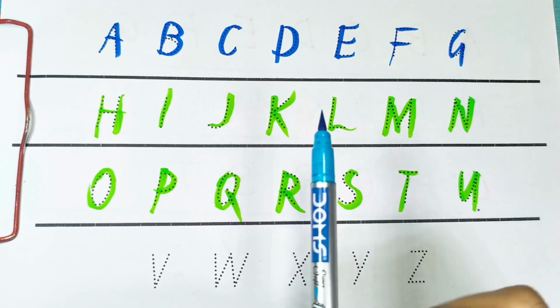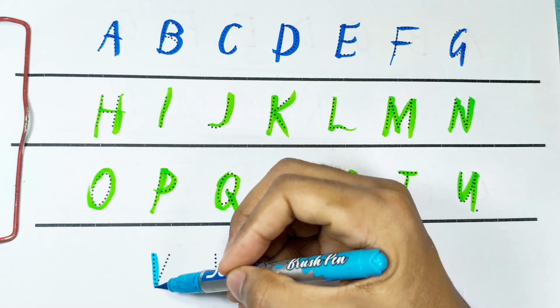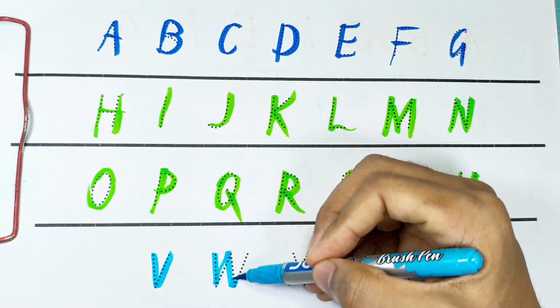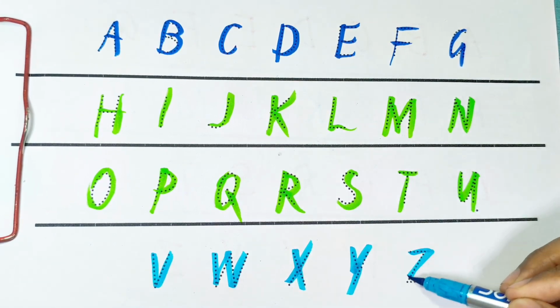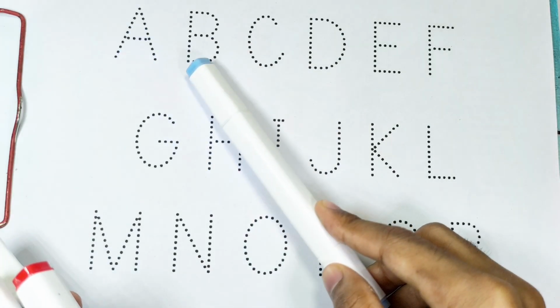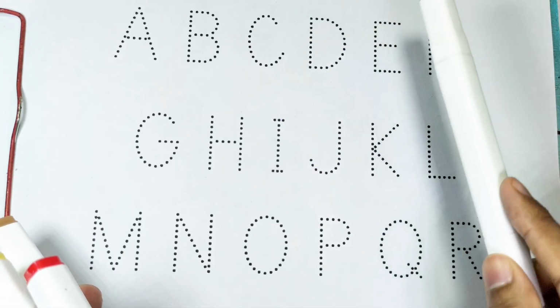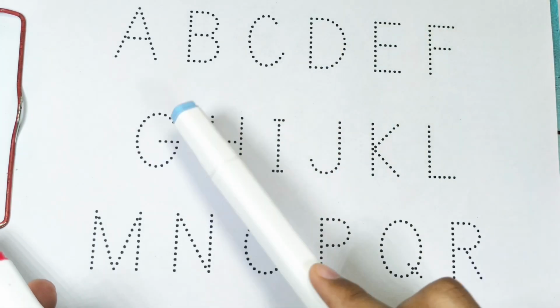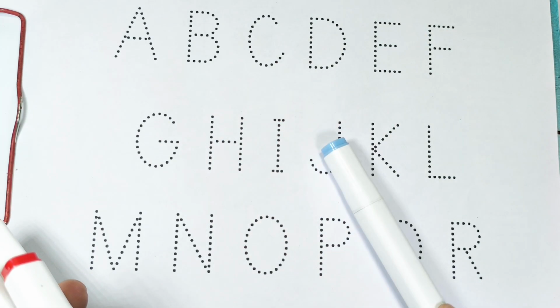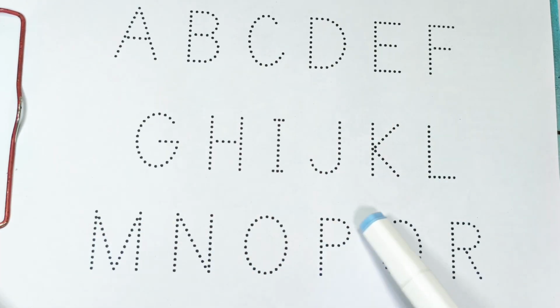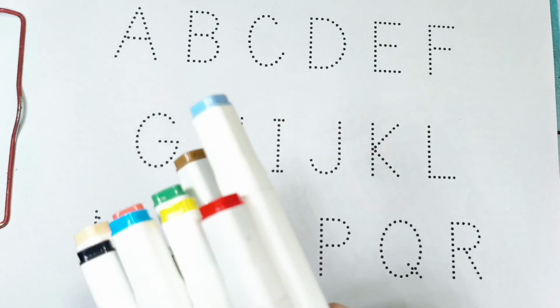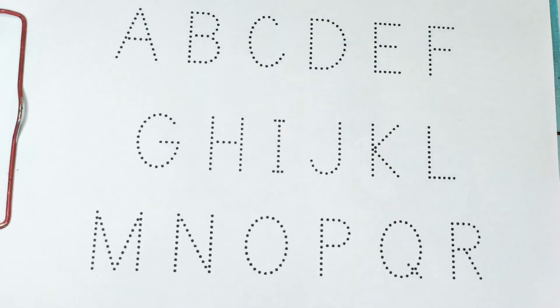Now using the color of sky blue color. V. The next one is W, X, Y, and the last one A, B, C, D, E, F, G, H, I, J, K, L. The next one is M, N, O, P, Q, R. Stay with us. Now we're writing alphabet A to R.